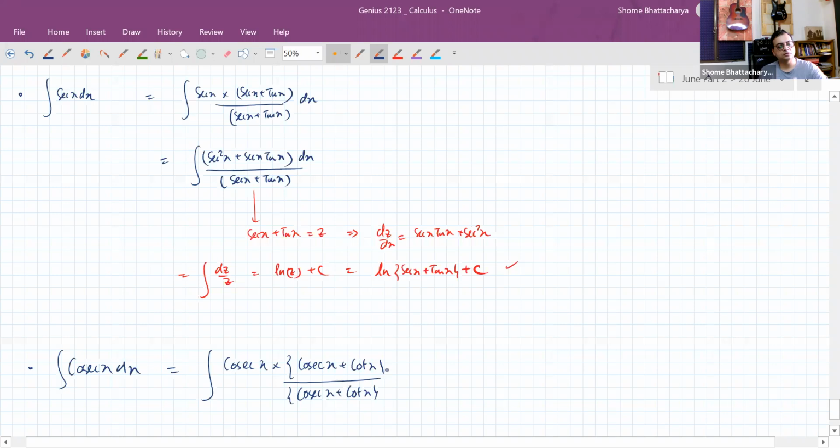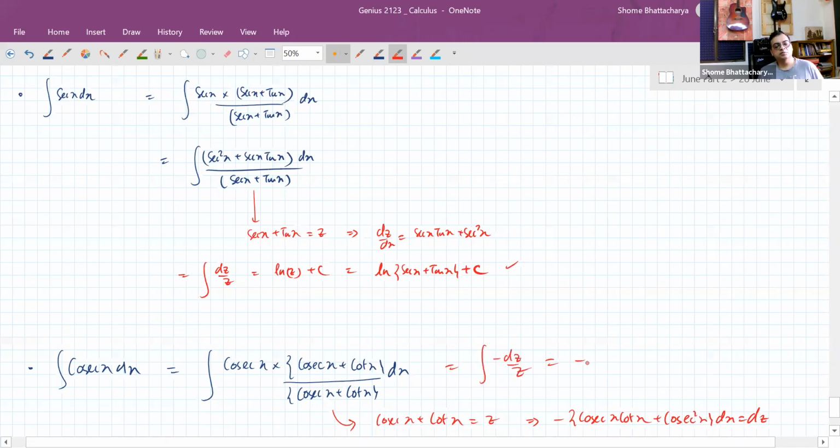So it's a manipulation, okay, but the manipulation results in this kind of integration. Now you substitute cosec x plus cot x as z. So minus of cosec x cot x becomes dz. Okay, so this integral becomes minus of dz by z, becomes minus ln z plus c.